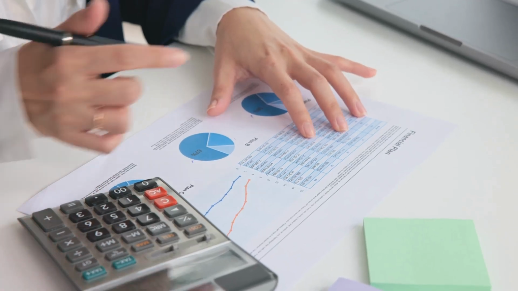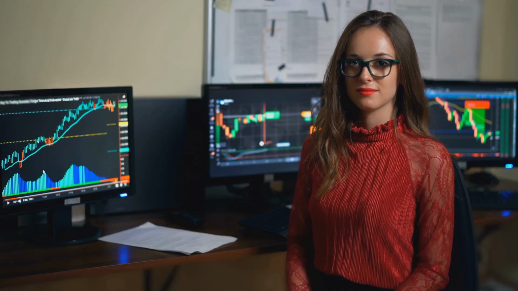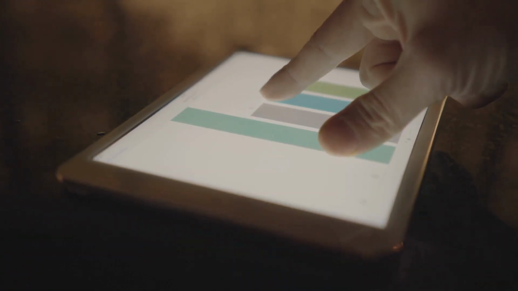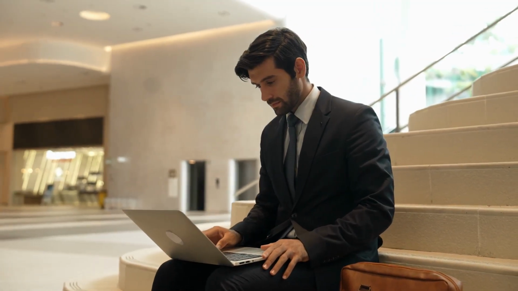So, the next step is to prioritize your adjustments. Focus on rebalancing those assets that have the largest deviations from your targets, or the ones with the highest risk exposure. Now, it's time to actually rebalance your portfolio.